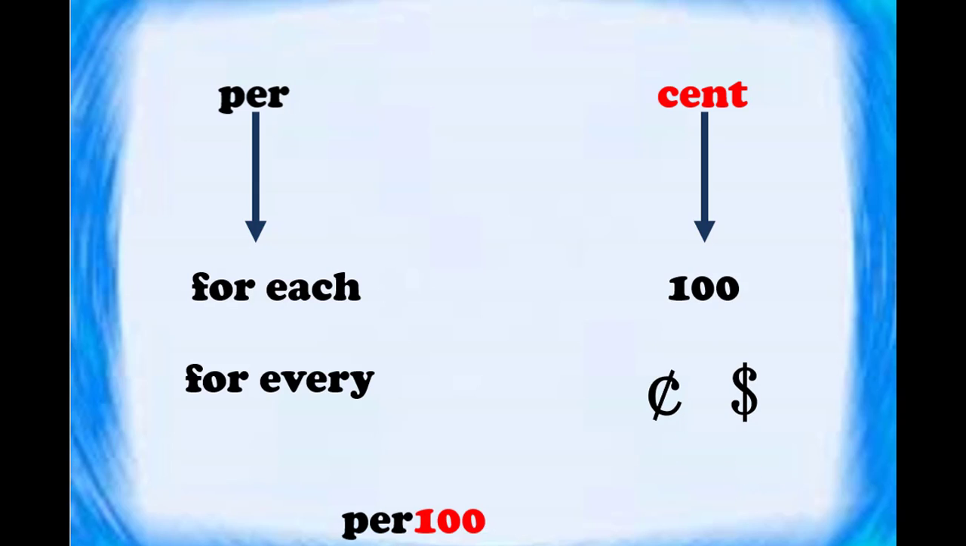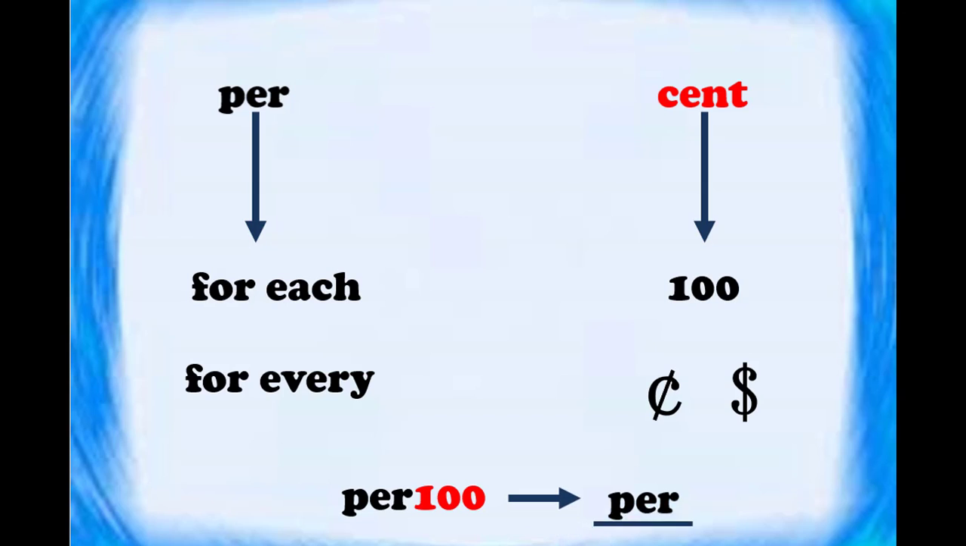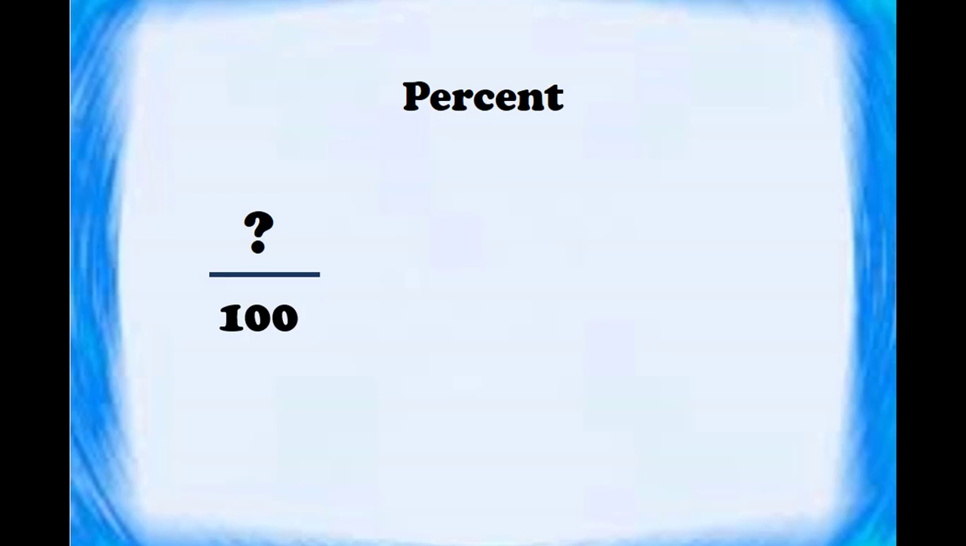Let's take a look at the word percent. Percent has per and cent. Per means for each or for every. You may hear people say 1 candy per person, which means 1 candy for each. And cent means 100. That's why we have 100 cents equals to $1. So percent means per hundred, and in fraction form, it looks like this. Per over 100. Now we know percent is a special fraction which has 100 as the base all the time.